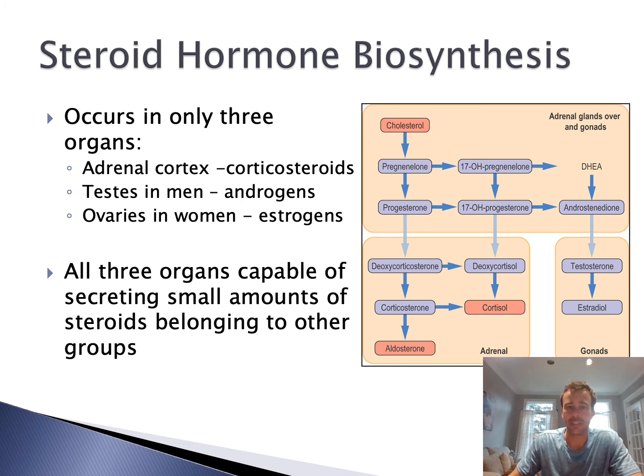The biosynthesis of these steroids occurs only in three organs in our body. The corticosteroids are made in the adrenal cortex, androgens are made in testes in men, and estrogens are made in ovaries in women. So you can see some of the pathways here. The intermediates aren't terribly important, but all three organs are capable of secreting small amounts of the steroids belonging to the other groups, but they mainly secrete and make the ones that they're shown here.